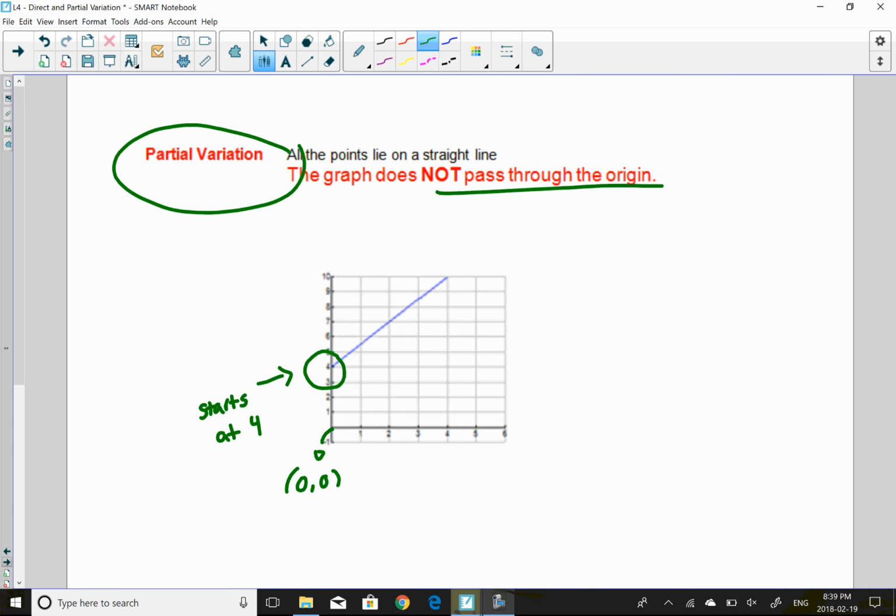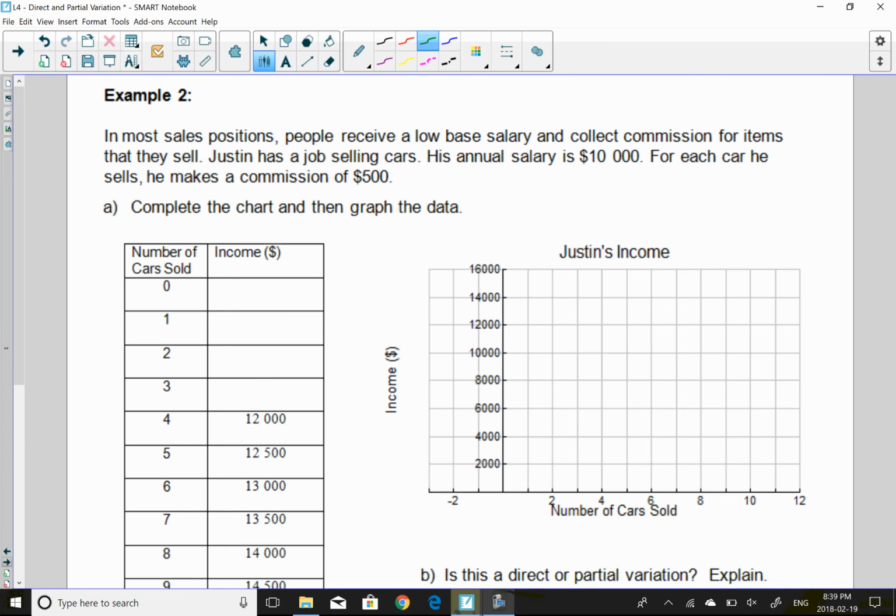Okay, so let's look at our second example, which is going to be partial variation. In most sales positions, people receive a low base salary and collect commission for items that they sell. Justin has a job selling cars. His annual salary is $10,000. For each car he sells, he makes a commission of $500.